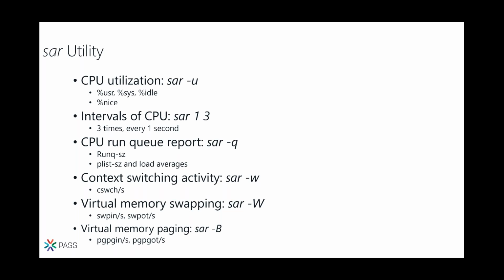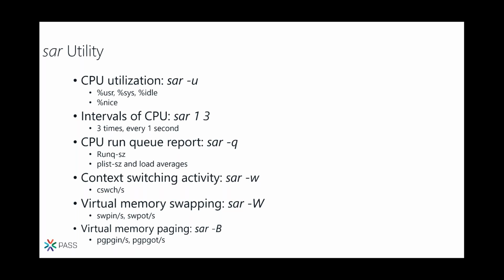We can do the run queue information on that report. It would be sar -q, and it would give us the run queue size. It would give us the process list, the sizes, and the load averages. We could do the context switching activity with a sar -w. Do virtual memory swapping, which is sar -W. Notice those differences between there: minus w small versus minus W capital. Those are two different things. And it'll be extremely crucial for you to remember that capitalization is important in Linux.